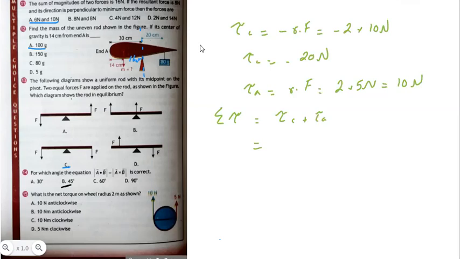As a result, this will be equal to minus 20 Newton meter plus 10 Newton meter, so this will be equal to minus 10 Newton meter. This is negative, which means the torque will be clockwise. So 10 Newton meter clockwise torque will be produced.